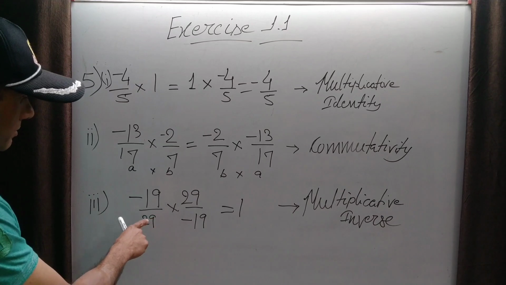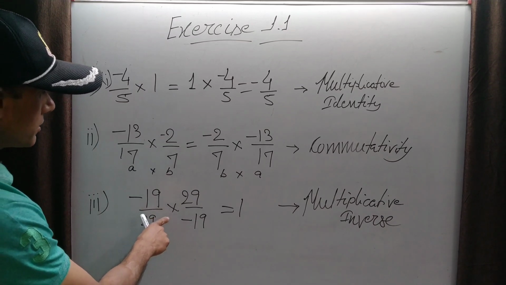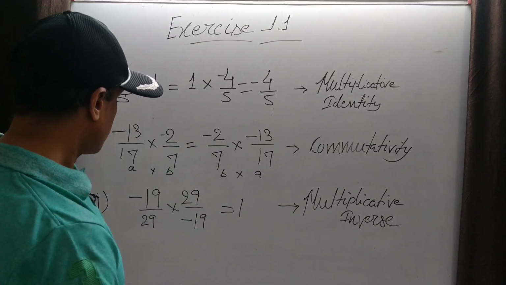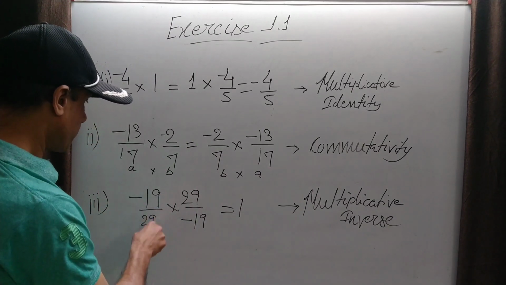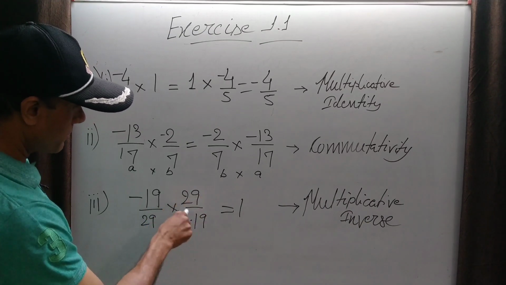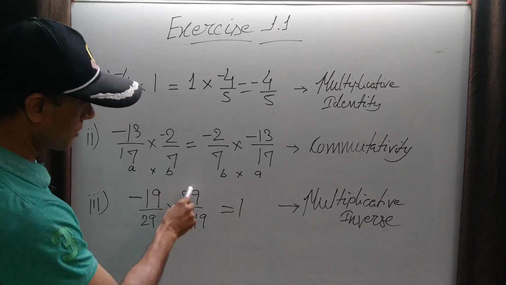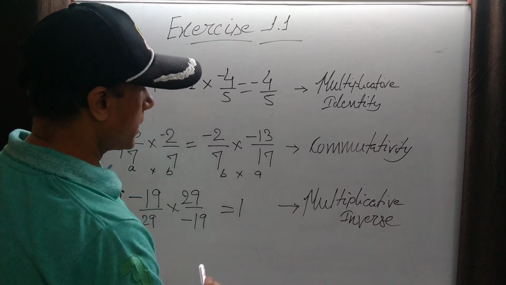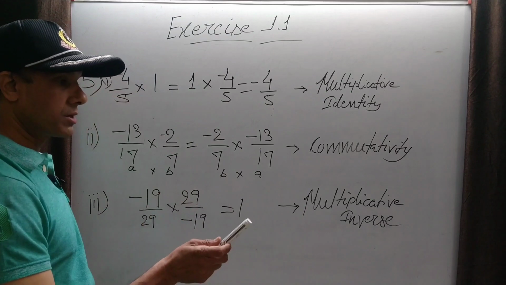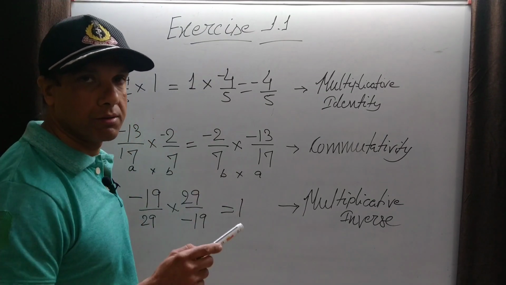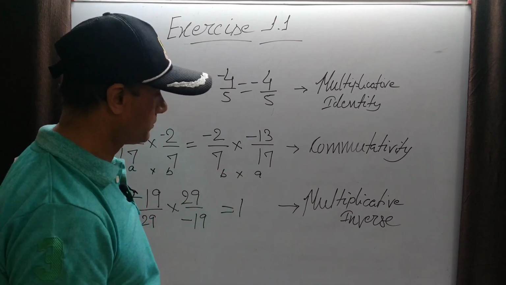The third one, you see minus 19 by 29 into 29 by minus 19 is equal to 1. So what are these two numbers? This is nothing but reciprocal. This number is the reciprocal of this number. We have written it upside down and we get the result as 1. So any rational number when multiplied by its multiplicative inverse gives the result 1. Clear?